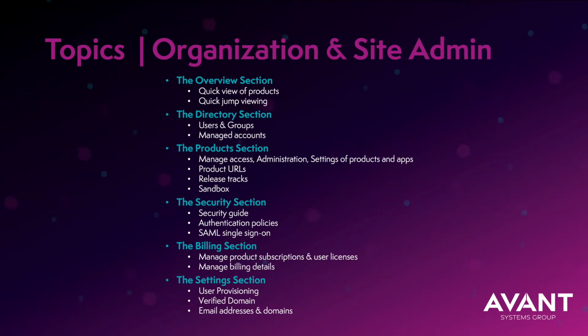These sections correspond to the items that exist in the Atlassian Cloud Organization admin panel, including the Overview section, for a quick view of your products and the ability to quickly jump into any of them. The Directory section, where you can manage users, groups, and managed accounts. The Products section, where you can manage access, administration, and settings of products and marketplace apps, as well as product URLs, release tracks, and sandbox instances.